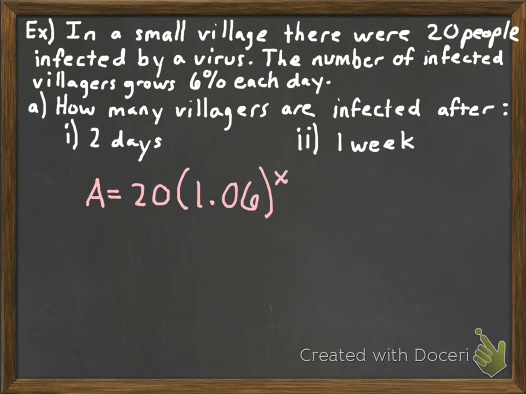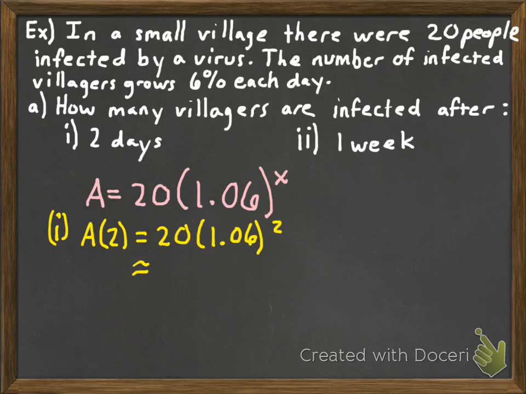As such, when we're answering part 1, which asks how many villagers are infected after 2 days, all we're going to do then is find out what A of 2 is. Plug in 2 for x. And then type that into your calculator. Let's see what we get. All right, you get about 22.5 people.